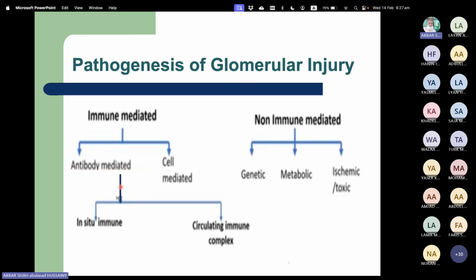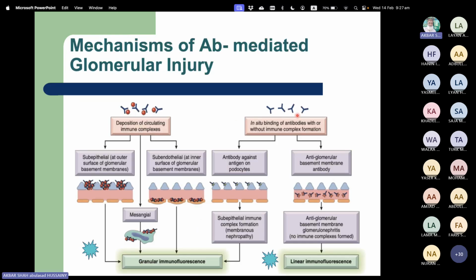It is of two types. The antibodies, the immune molecules, immunoglobulins, go and attach in situ to the glomerular molecules, or they are already circulating complexes, and then they go and deposit in the glomerulus. We'll see these pictures now.